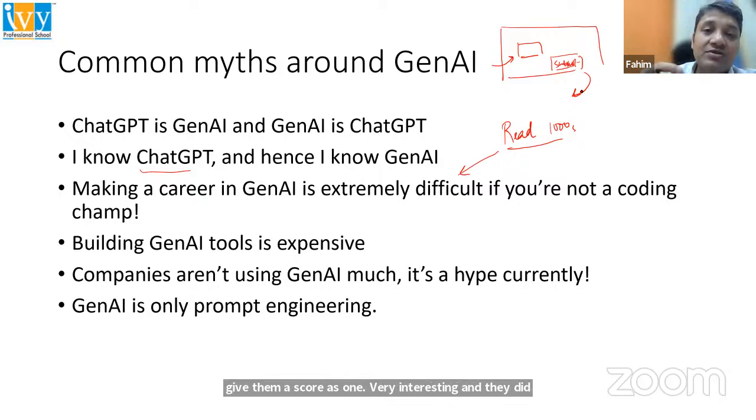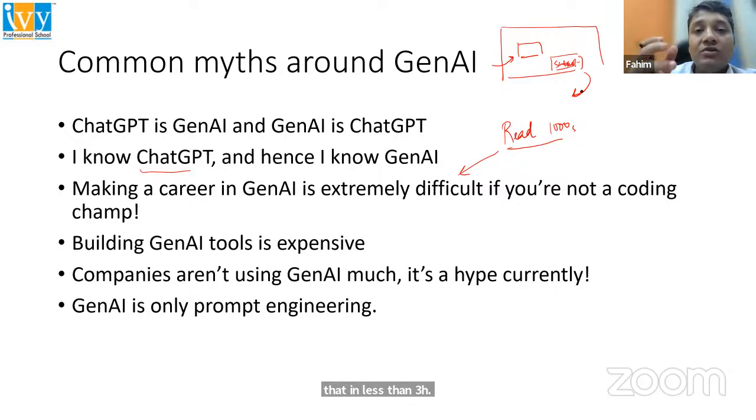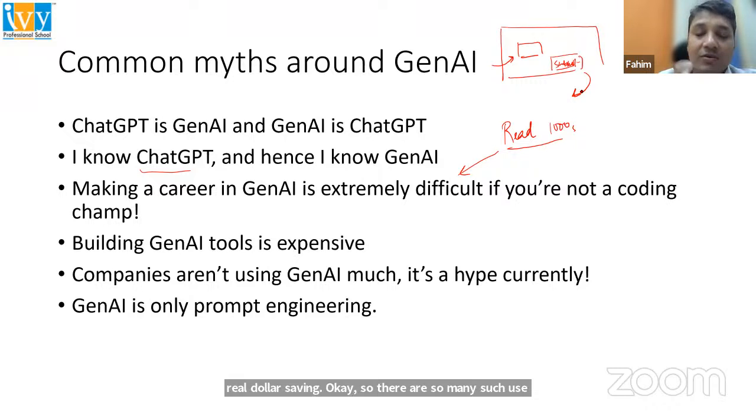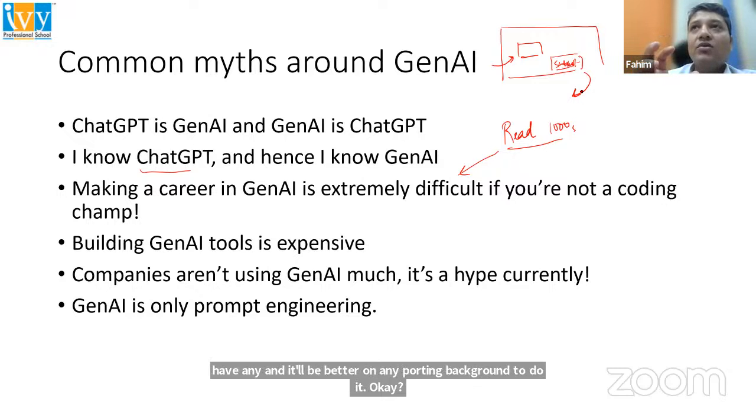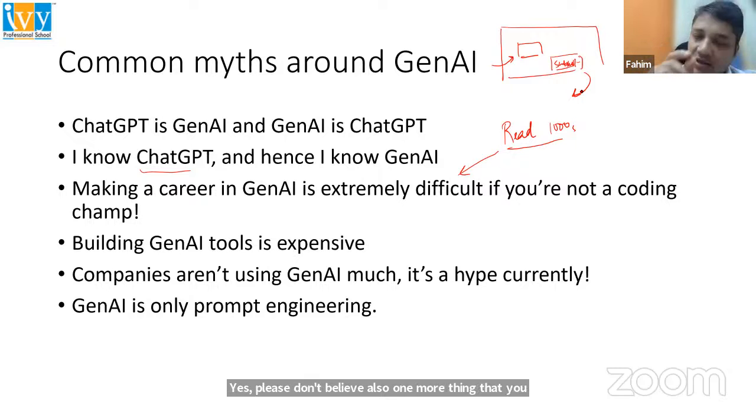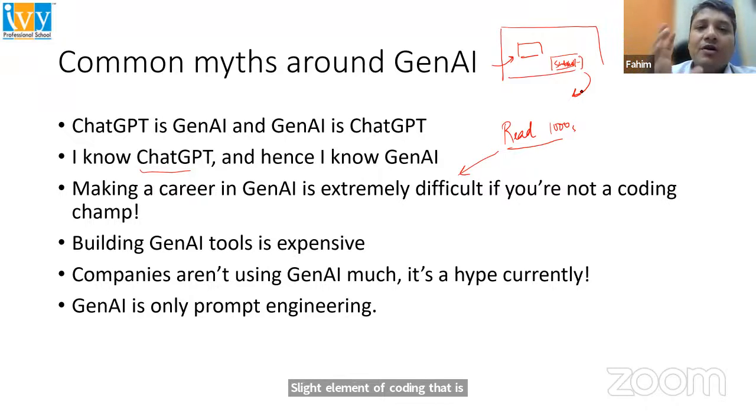Now that saves real time for this HR team, and that is a real dollar saving. So there are so many such use cases. And this was done by HR guys, people who did not have any NLP or coding background. Okay. Also, please don't believe that you need to know a lot of coding. There is a slight element of coding involved, but believe me, that's not very difficult with the help of ChatGPT.